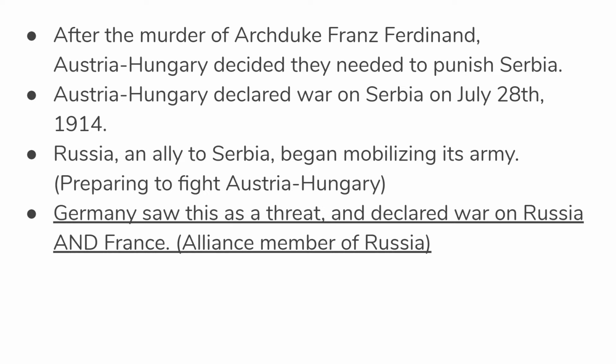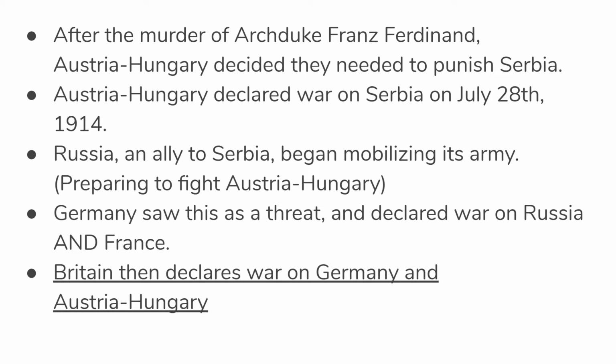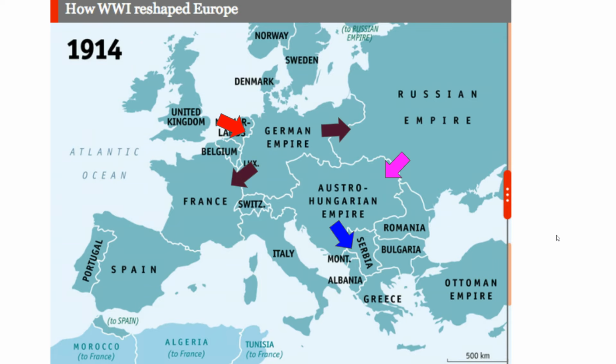And so now we have Germany jumping into this conflict by declaring war on two countries. And then the final domino here that really catapults everything into this full-scale war is that Britain sees this as a threat as well, considering they were in an alliance with France and Russia. And so Britain declares war on Germany and Austria-Hungary. And just like that, we have the start of World War I.